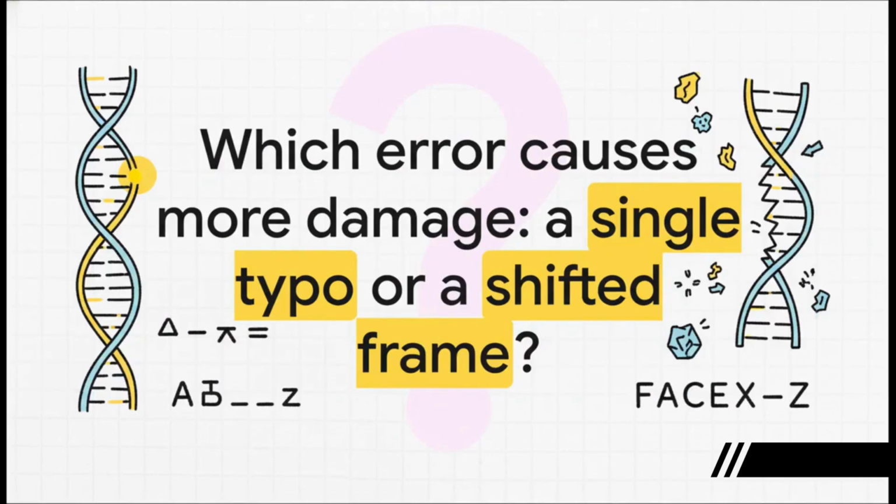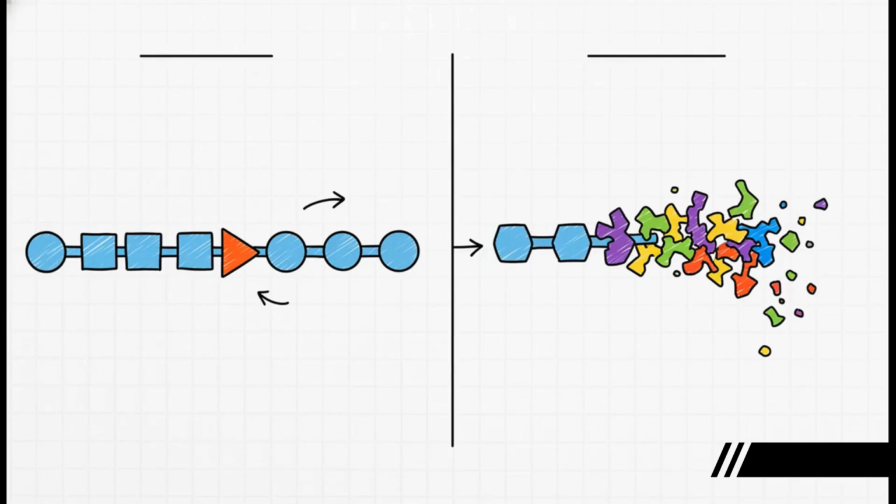Okay, let's pause for a quick exam-style question. Which type of point mutation generally causes more damage? A substitution, our single typo, or an insertion or deletion that causes a frameshift? Think about that sentence analogy we just used. The answer is definitely the shifted frame.